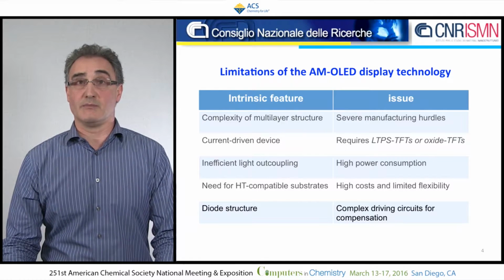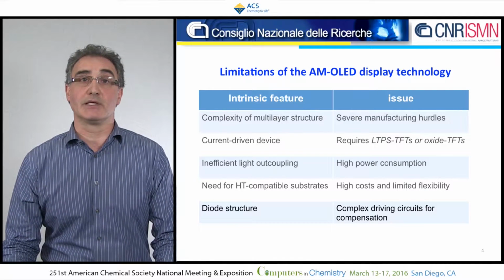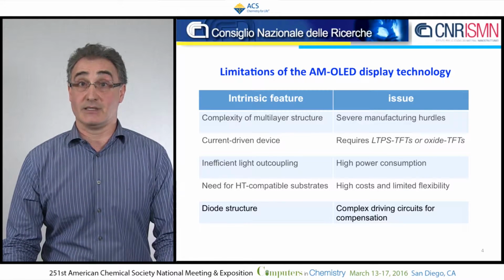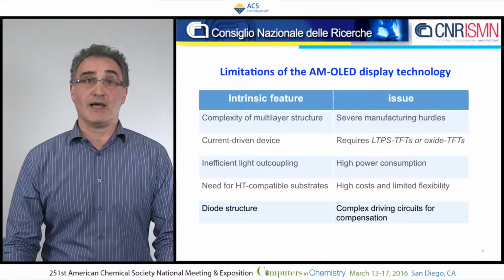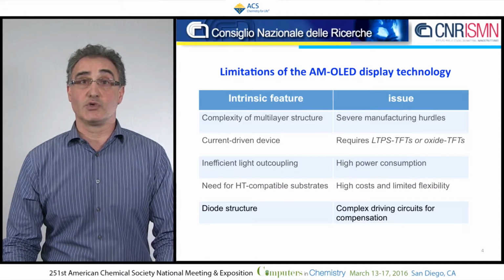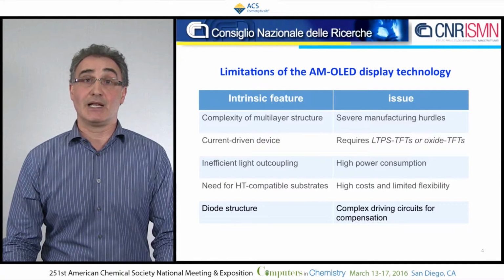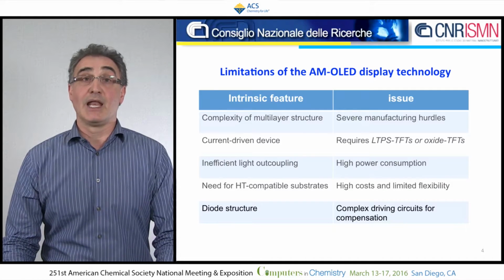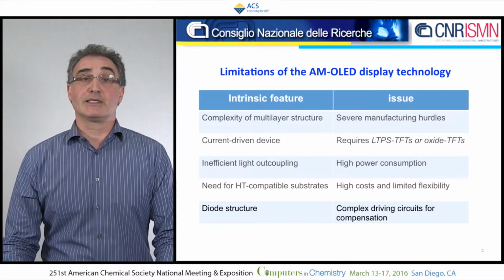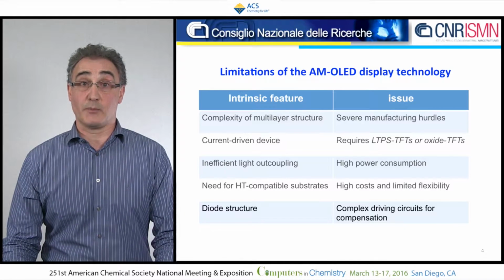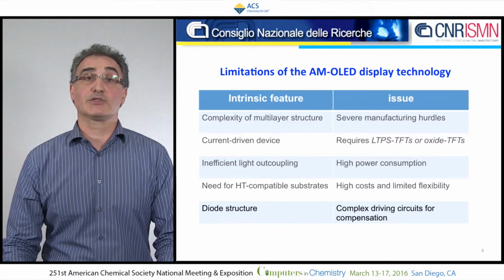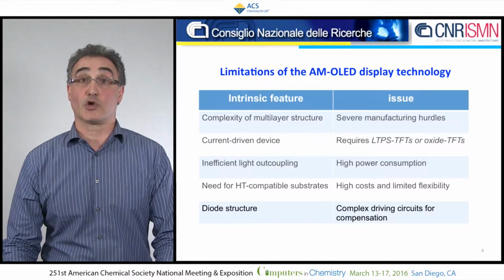If one wants to use the OLED for display technology, the intrinsic feature of the device architecture has direct implication for the manufacturing. In particular, complexity of the multi-layer structure results in severe manufacturing complexity and hurdles. The OLED device is a current-driven device, which requires high current density for driving and forces the use of high-end TFT technologies like LTPS or oxide TFTs. Light outcoupling is inefficient, which has implication for high power consumption. The substrate for fabrication must be high temperature compatible, which has implication for costs and flexibility. The diode structures require complex driving circuits for compensation.